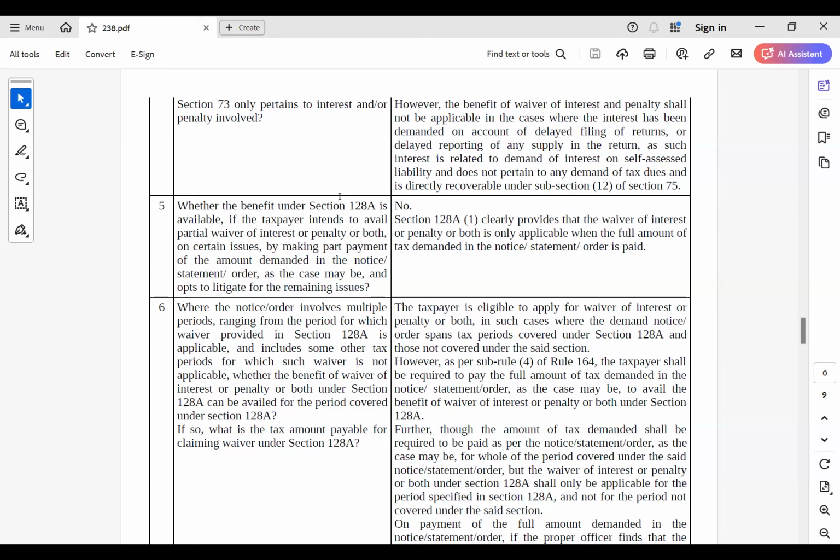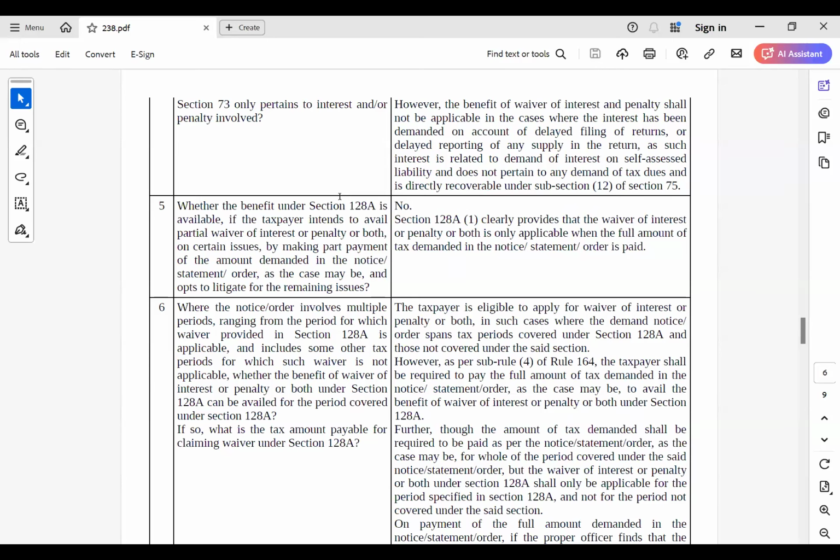So what we can conclude based on the discussion is that if there is a common order for section 73 and 74, there could be two scenarios. One, wherein two separate DRC 07 have been uploaded, one for 73 and one for 74. In that case, if the modality allows, because this is one big question of how the modality would work, then 128A can be opted for 73, and it's a given case that the department would reject and ask for payment of the entire amount. So in that case, an appeal would have to be filed against the rejection.